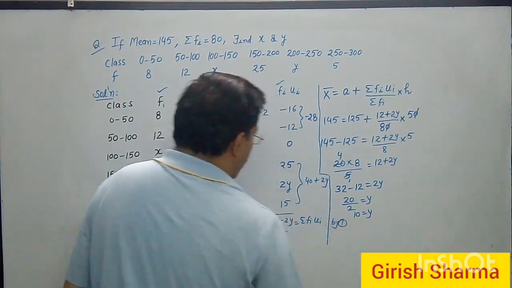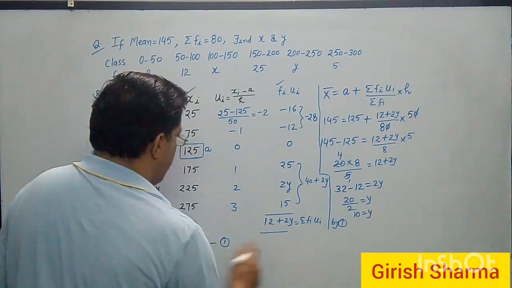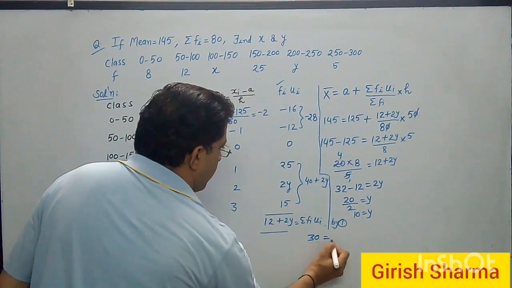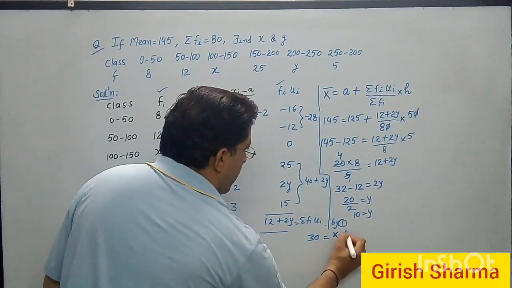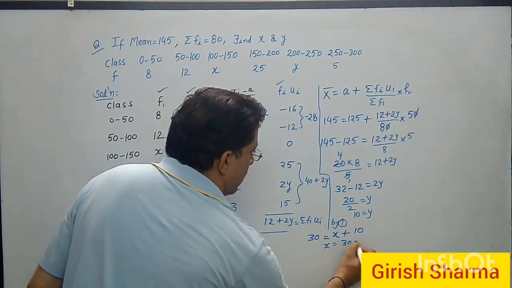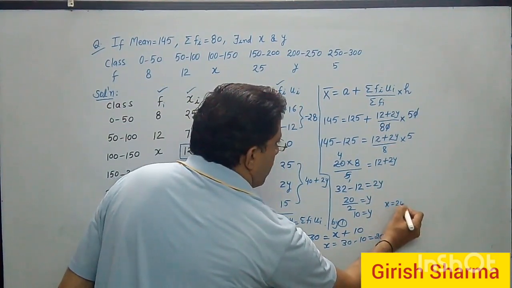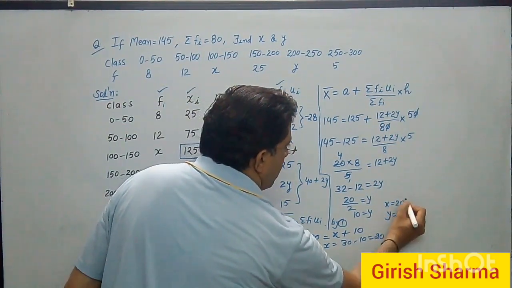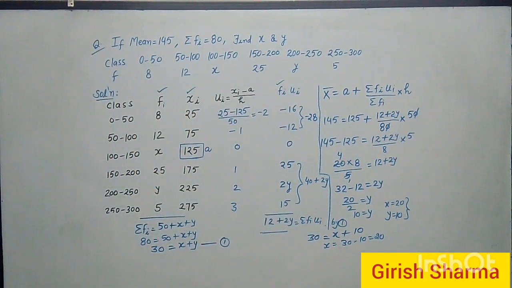Then in equation number 1, x plus y is 30. We have to find x, and y is 10. Then what will be x? 30 minus 10, this is 20. So x is 20 and y is 10. Like this way you can get the values of x and y whenever you are given the mean.